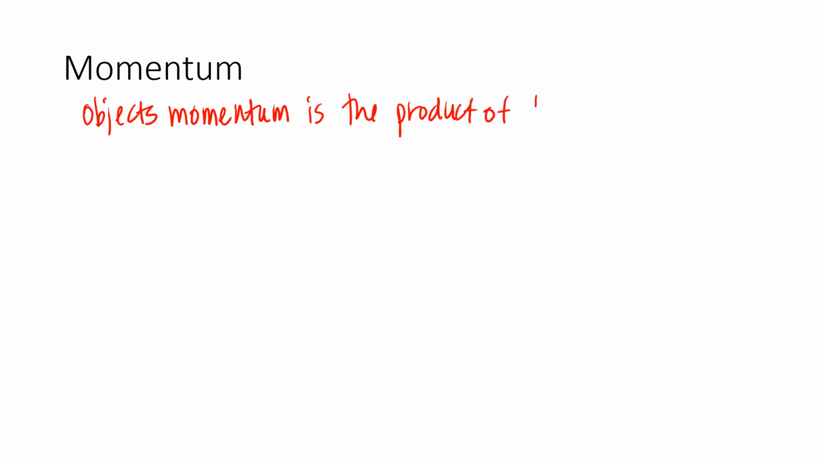The next thing that I would like to talk about is momentum. And again, I'm just recapping here and getting into some problems. So an object's momentum is going to be the product of the object's mass times its velocity.